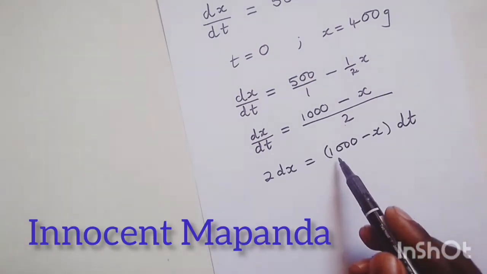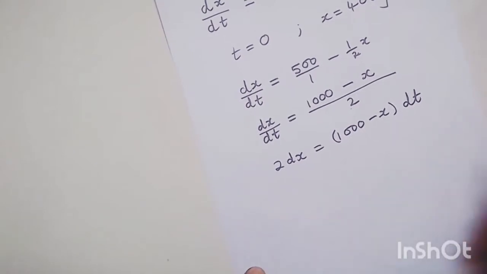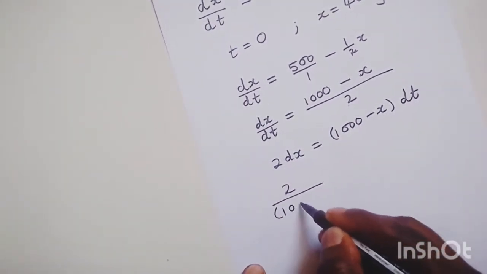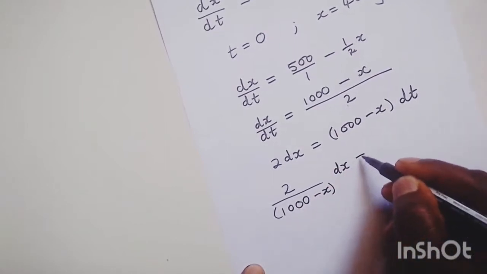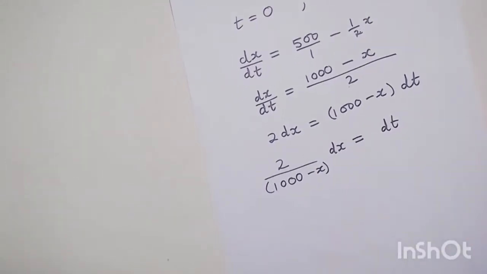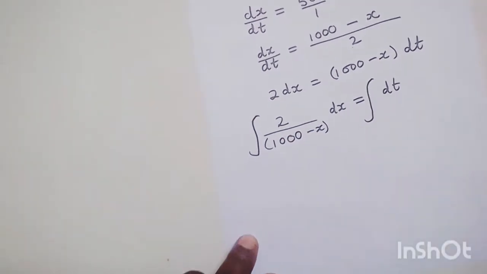So I need to divide both sides by 1000 minus x, right? Dividing both sides by 1000 minus x, you get 2 over 1000 minus x dx. Then you'll be left with dt on the right side, right? So we have managed to collect similar variables on the same side. In order to then solve the DE, you have to put integral signs on both sides, right?